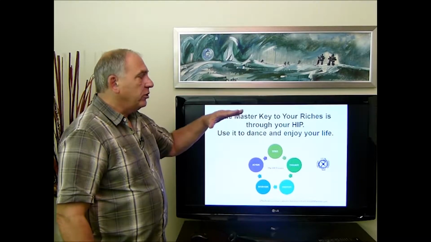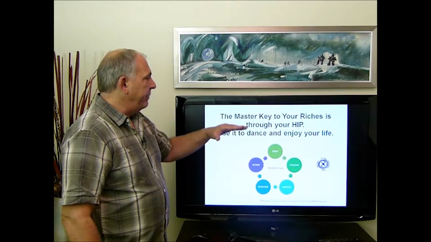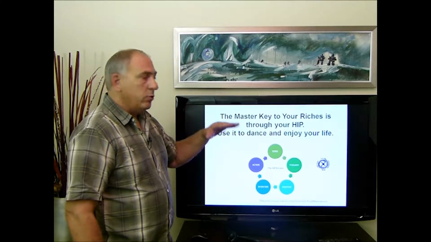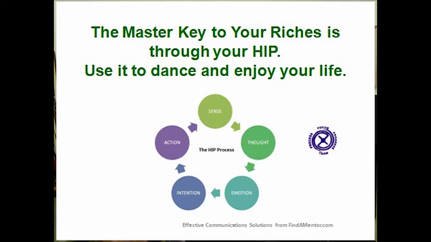Remember that the master key to riches happens through our human interaction process, through our HIP. And we can use our HIP to dance through life or to roll up and curl up and live in disappointment. You can use that magical gift, the power of choice, to choose to stay in line with right action that will take you to your goals, or you can choose to stay in line with your habitual action that has brought you to where you are right now.